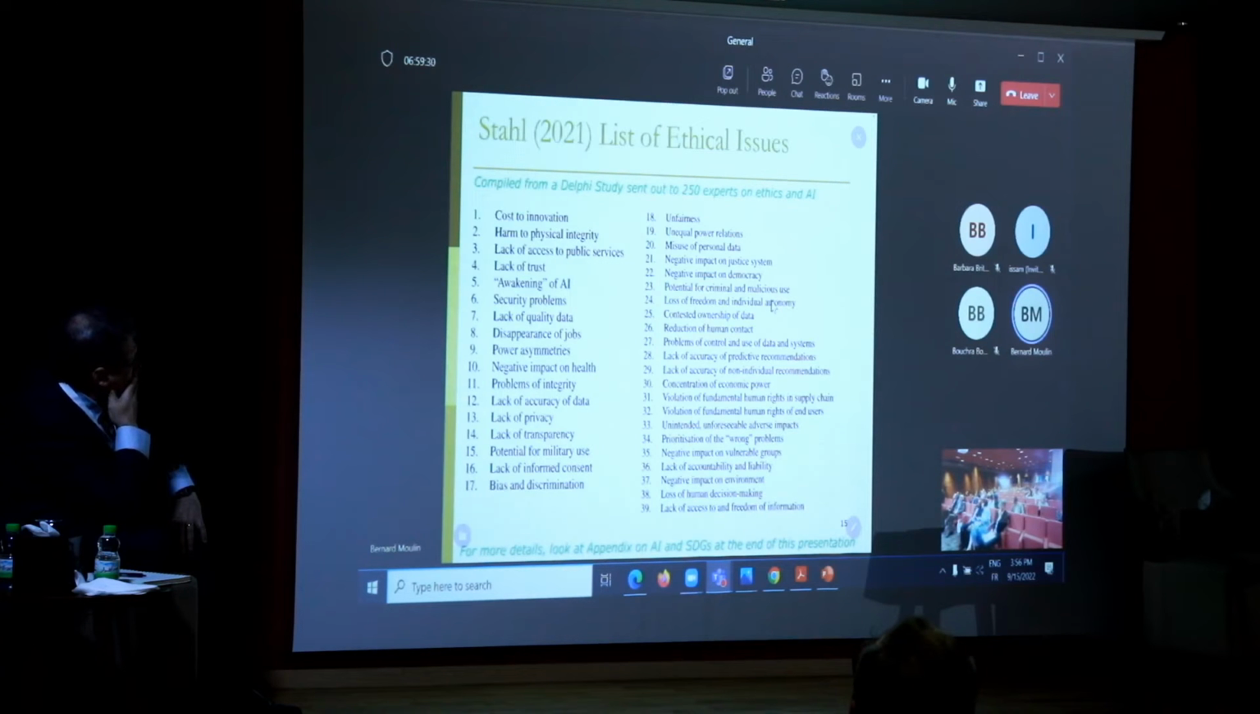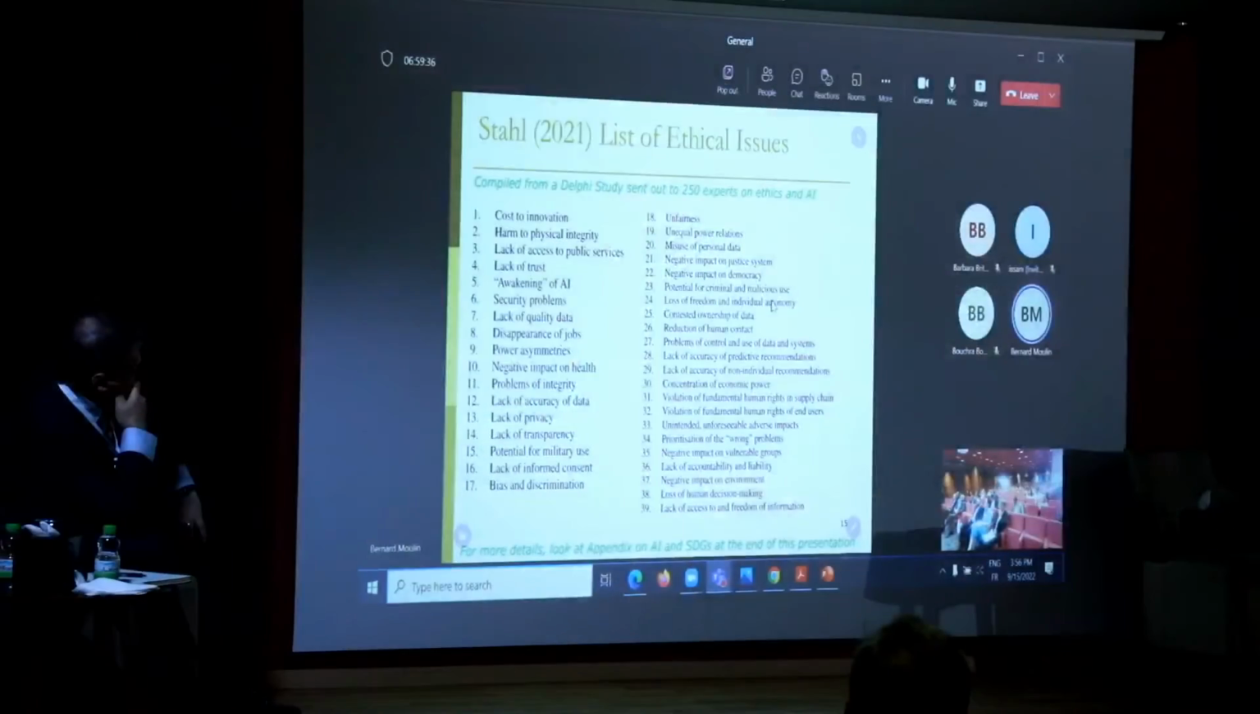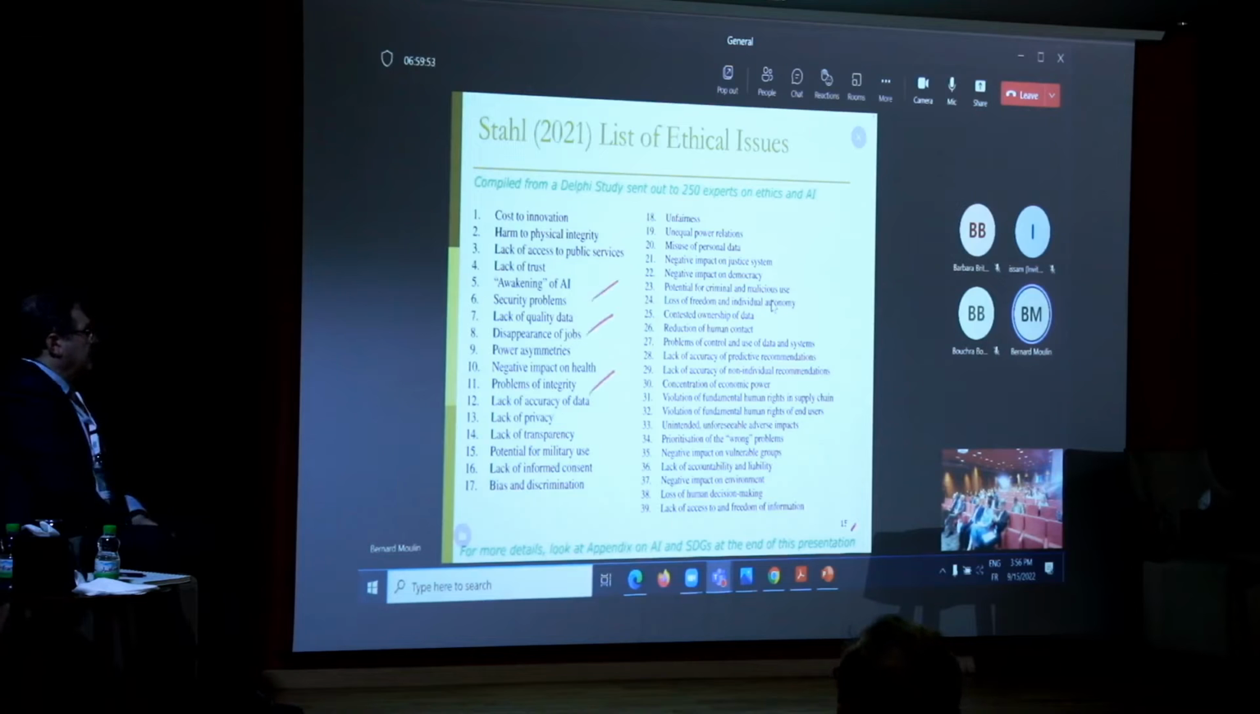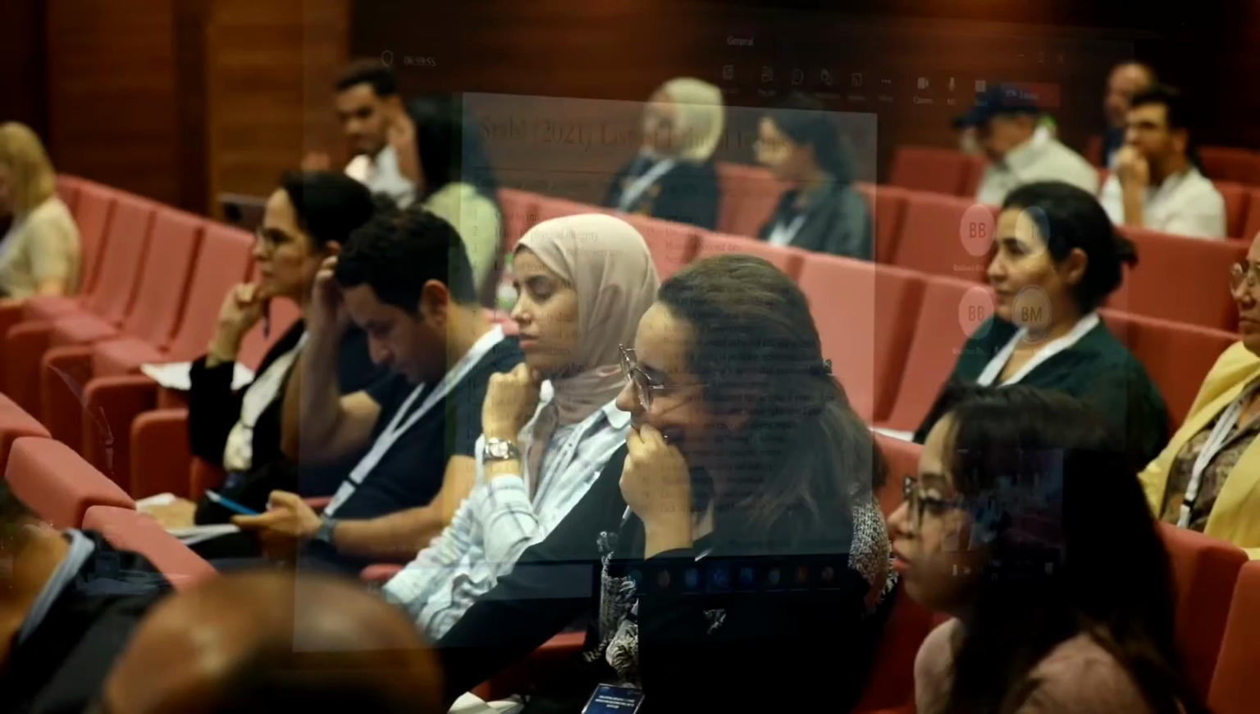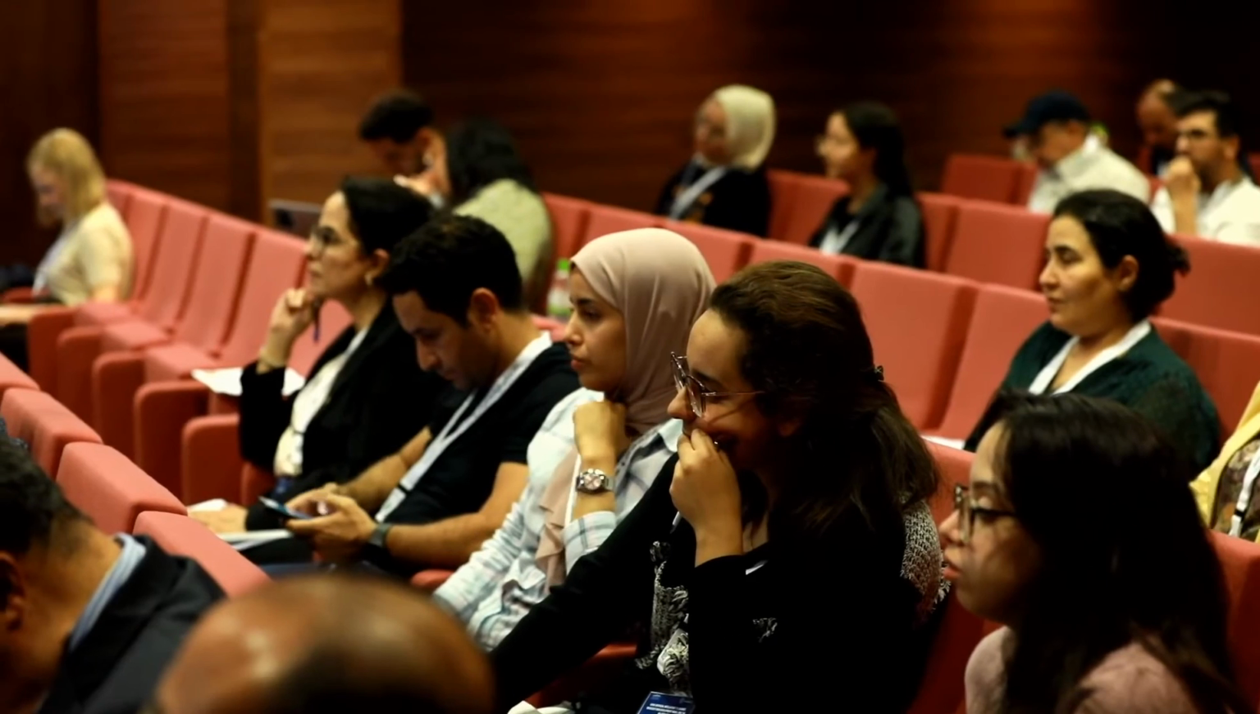Another very interesting book that I read, and I put the reference in the slides, in the appendices, is this one, very recent, which speaks about what they call ethical issues. And it has been obtained from interviews with a large number of experts. And you will see that those should be concerns that you have here in developing countries.